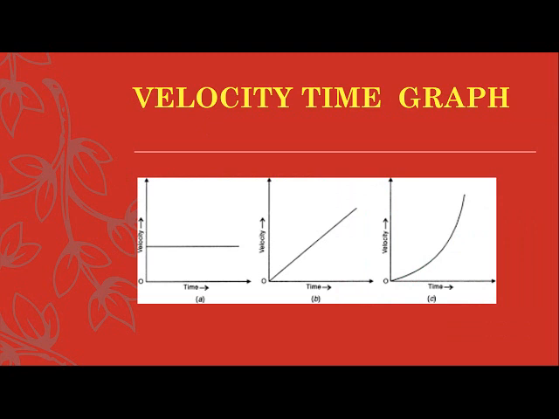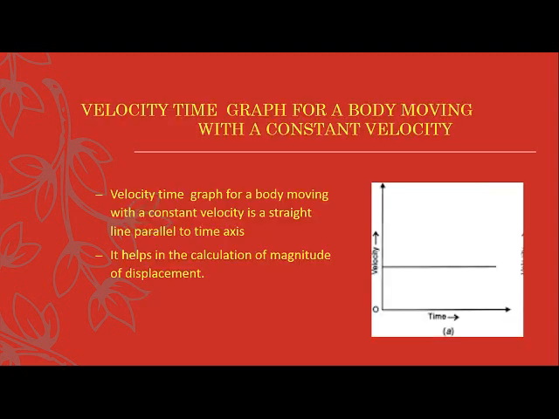Now children, let us understand the velocity time graph. What is the difference between the distance time graph and the velocity time graph? In the distance time graph, the x-axis had time and the y-axis had distance. Velocity time graph means on the x-axis again we take the time, which is a non-variable component, and on the y-axis we take the velocity. So children, these are the three types of graphs that we are going to study now. Let us understand them one by one.